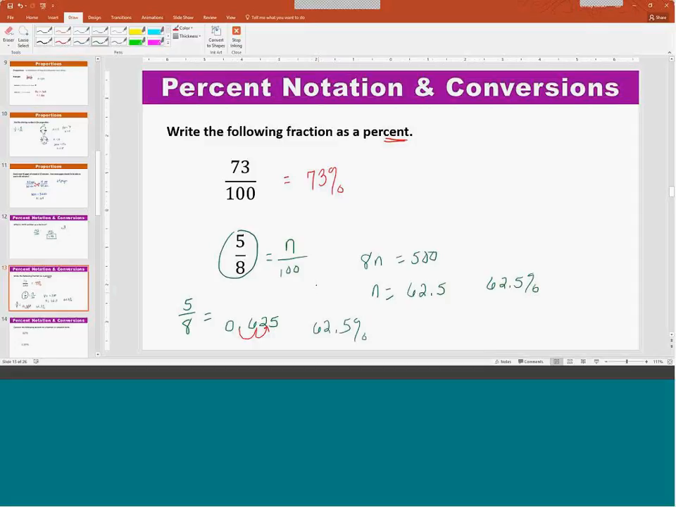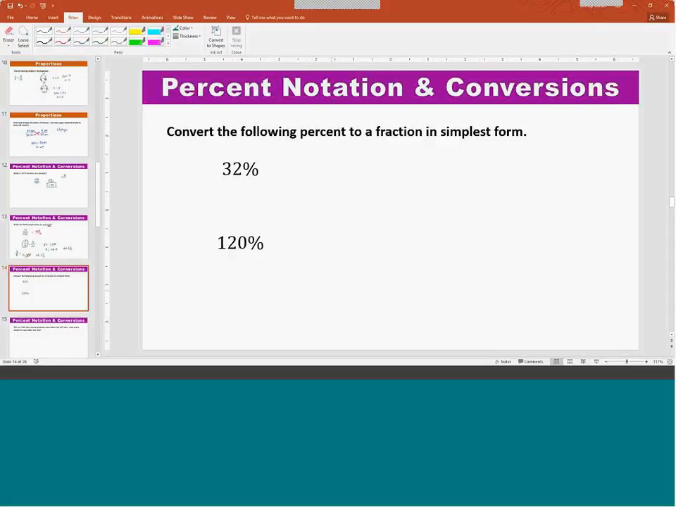62.5%. So either method you want to use: if you just want a straightforward divide, change your fraction to a decimal, change your decimal to a percent, or set up a proportion, 5/8 is the same as some number over 100, and use your cross multiplication method to solve to give you that percent. Any questions about that? Let's move on then and continue on with conversions.